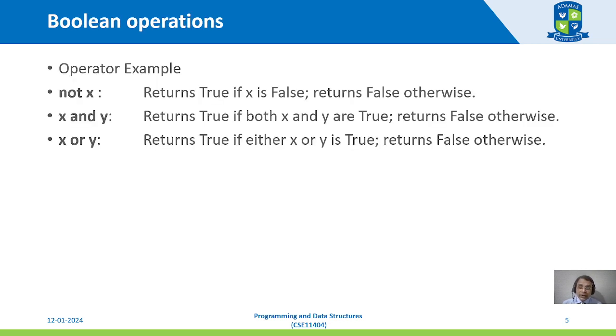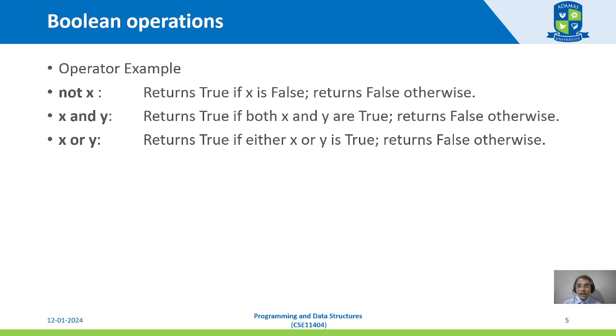Now Boolean operators. In Python there are lots of Boolean operators. We can use not x, which returns true if x is false. That means if x is not true, it will return true, or else if it is true, it returns false.